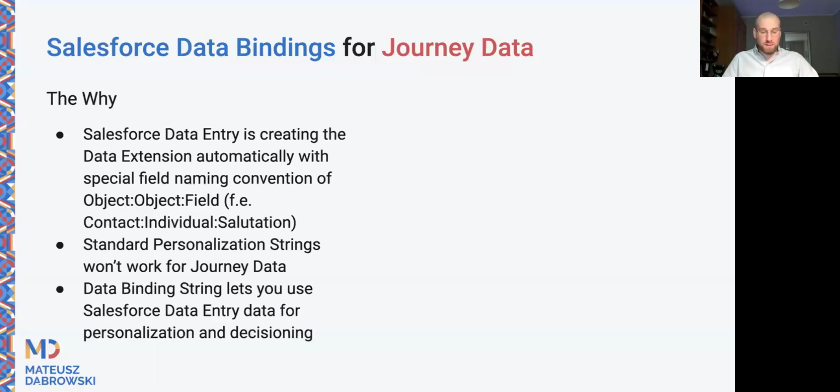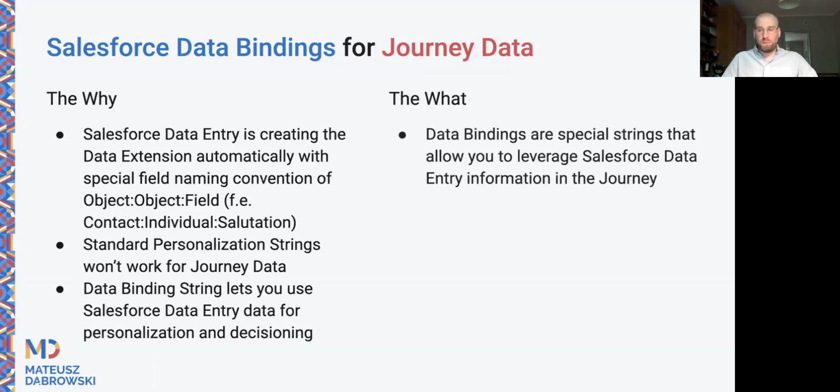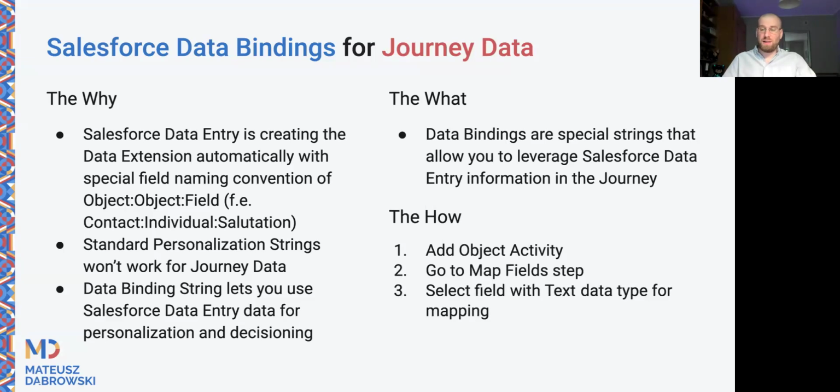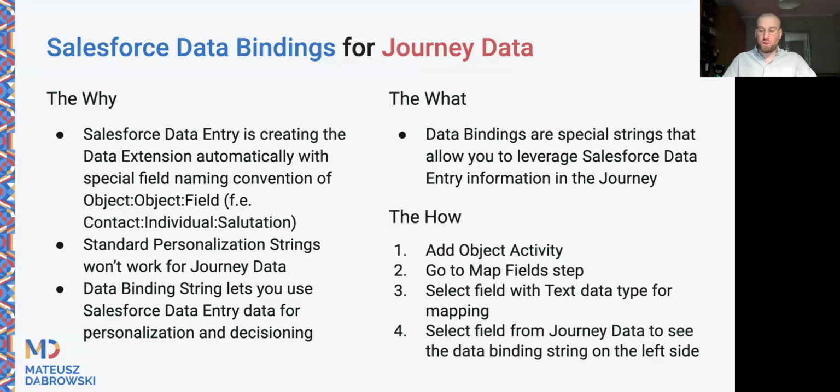So data binding strings let you use the Salesforce data entry for both personalization and decisioning, as well as a few other things that we'll also be talking about. So what do you need to do? The data bindings are those special strings that allow you to leverage this specific information coming from the Salesforce data entry. You can do it by adding the object activity in your journey, going to the map field step, selecting the field with the text data type for the mapping, and selecting the field from the journey data to see the data binding string on the left side.